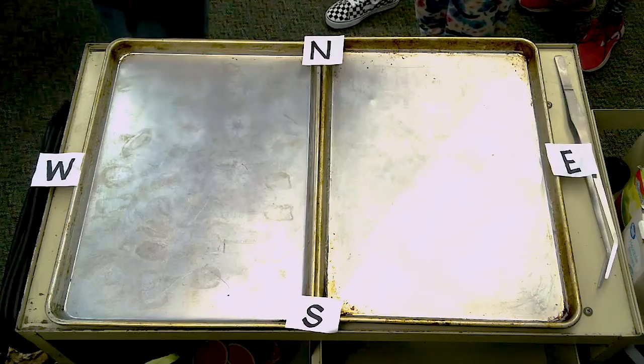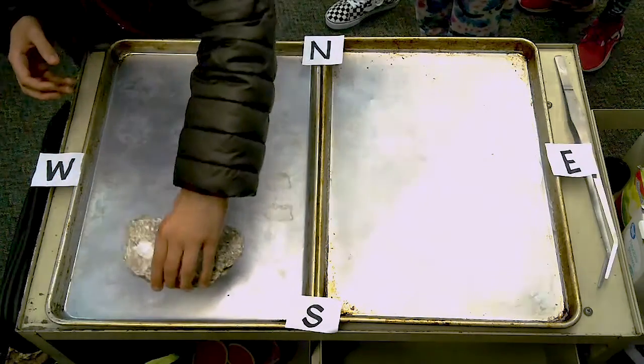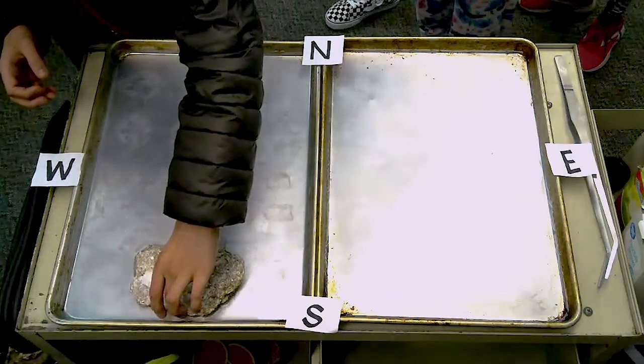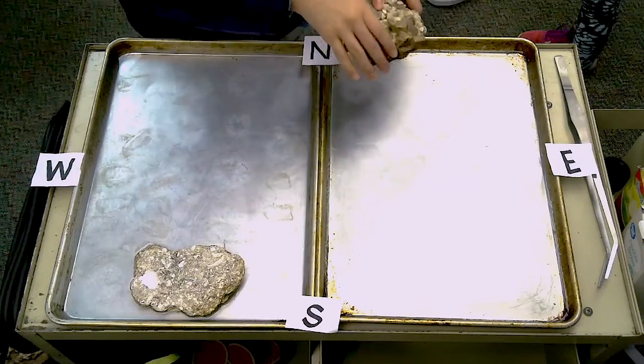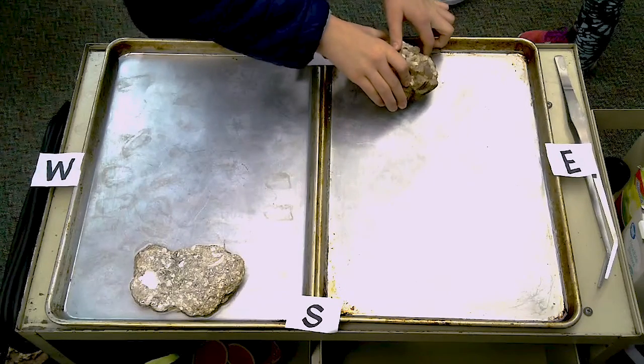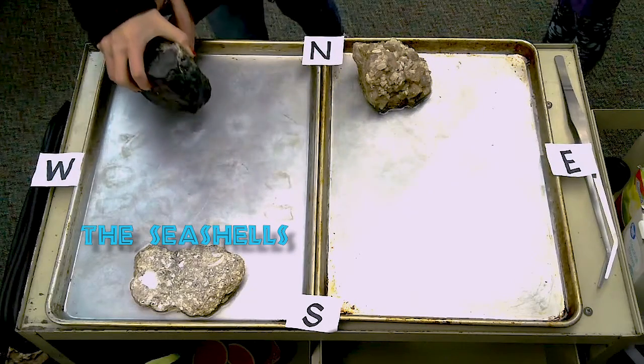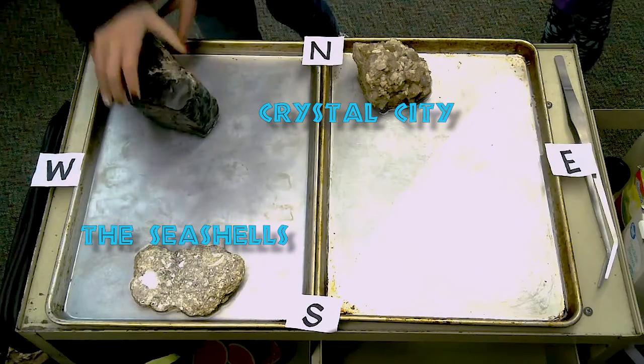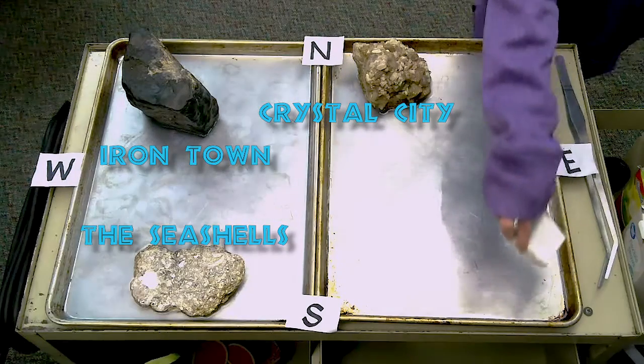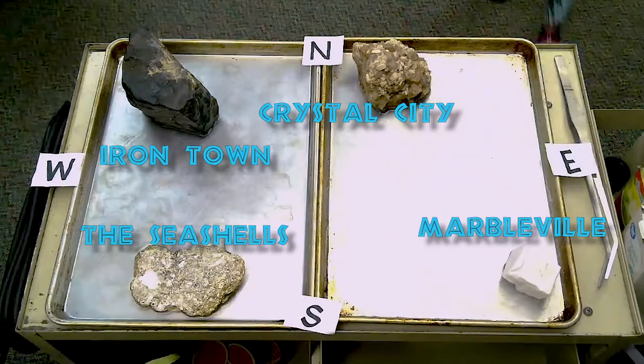My brilliant students here have been asked to place a variety of rocks and minerals on the cookie sheets to represent the land masses found on Earth. We have some fossilized seashells, which we have decided to call the Seashells, some quartz, which we have named Crystal City, some iron ore, which we have called Iron Town, and a chunk of marble known as Marbleville.